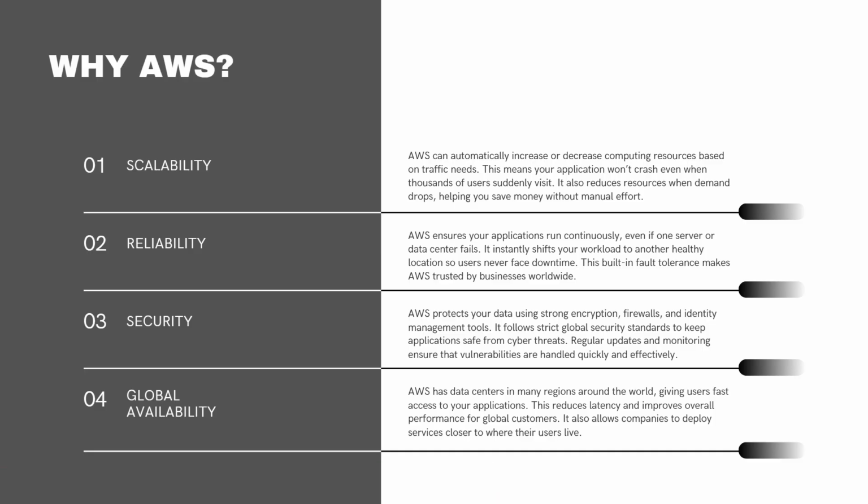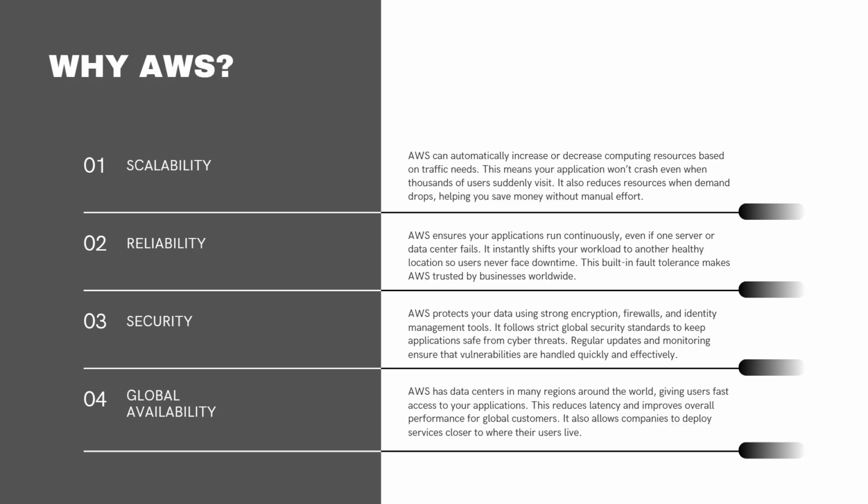Now we can see why AWS. Its key features are scalability, reliability, security, and global availability. First, scalability. Scalability means AWS can increase or decrease resources based on demand. This happens automatically and very quickly.